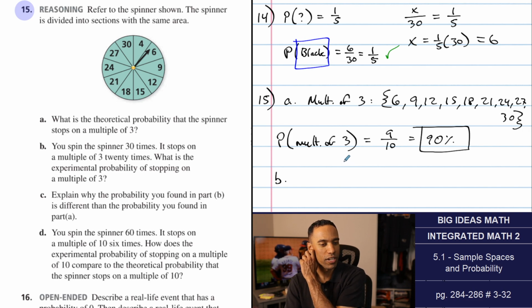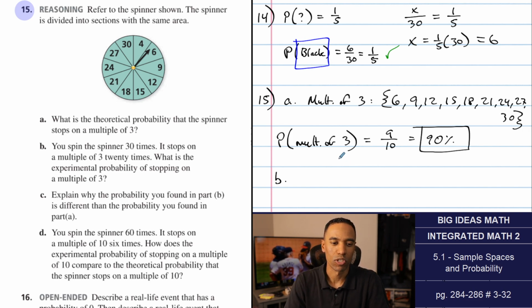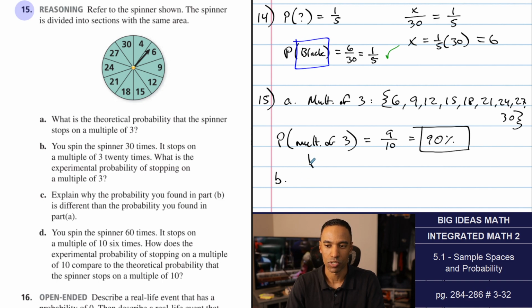Part B. You spin the spinner 30 times, experimental. It stops on a multiple of 3 20 times. What is the experimental probability of stopping on a multiple of 3? Well, we spun it 30 times experimentally, so same thing, probability of a multiple of 3, but this time it's 20 out of 30, which reduces to 2/3.